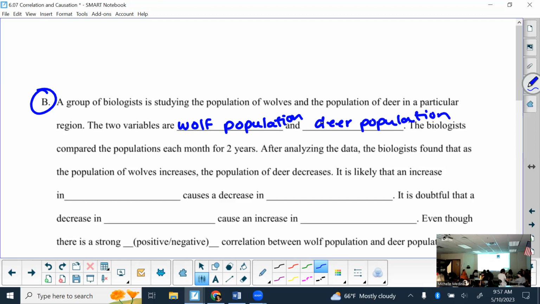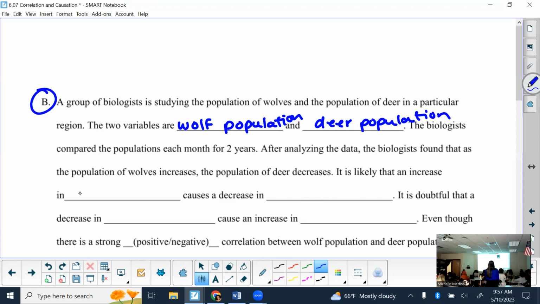All right, the biologists compared the populations each month for 2 years. After analyzing the data, the biologists found that as the population of wolves increases, the population of deer decreases. Why do you think that is? The wolves eat the deer. Okay, so we know that deer are prey of wolves. So in that case, it is likely that an increase in blank causes a decrease in blank.